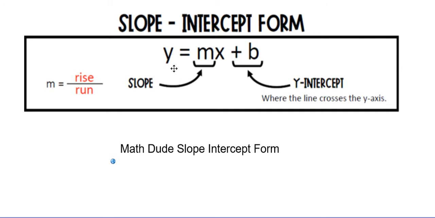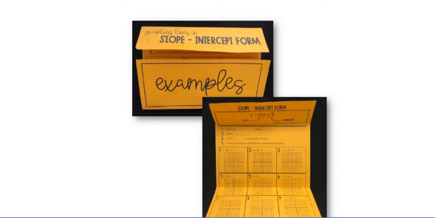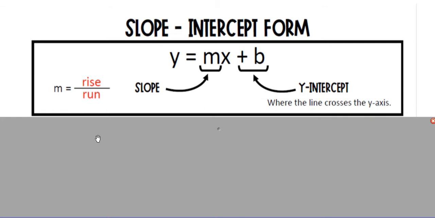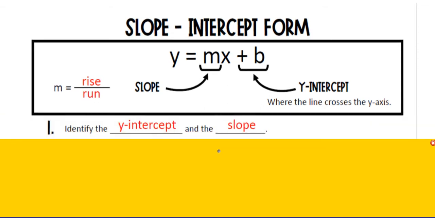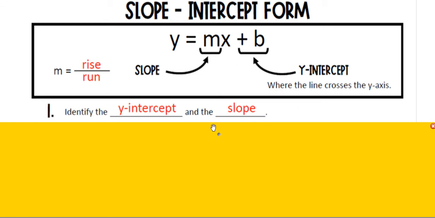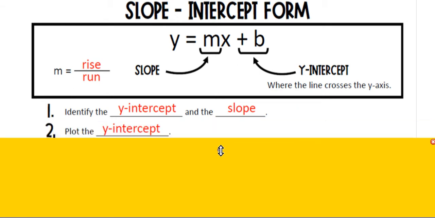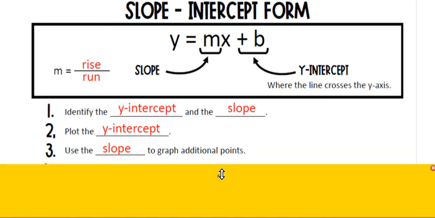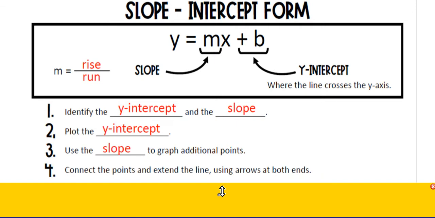Slope-intercept form is the equation y equals mx plus b, where m is the slope and b is the y-intercept. So to graph using the slope-intercept form, again remember that m is equal to rise over run. The steps to graph would be first to identify the y-intercept and the slope. Step 2 would be to plot the y-intercept. Step 3 is to use slope to graph the additional points. And step 4 is to connect the points and extend the line using arrows at both ends.